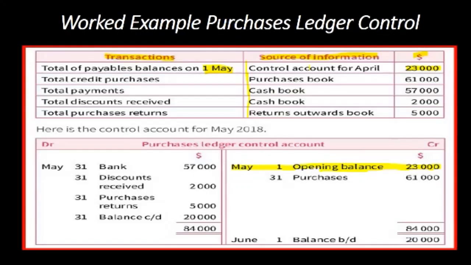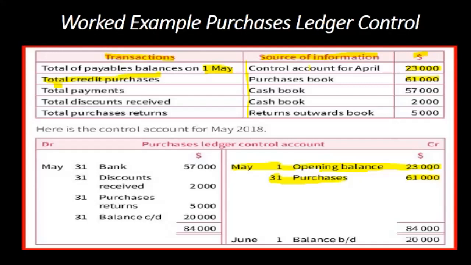The total credit purchases from the purchases book, 61,000. This will increase the amount that we are owing, so we have it on the same side. Okay, notice the date is a total for the month, so the date would be the last day of the month. There's an opening balance, so it would be on the 1st day of the month.